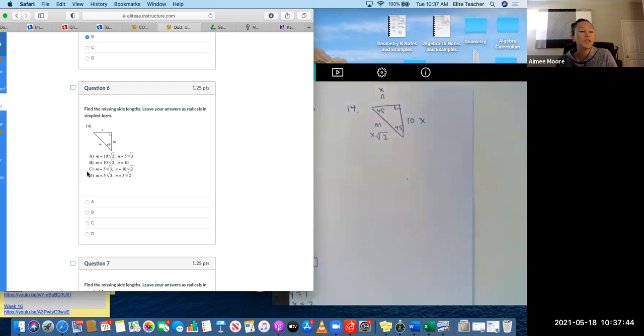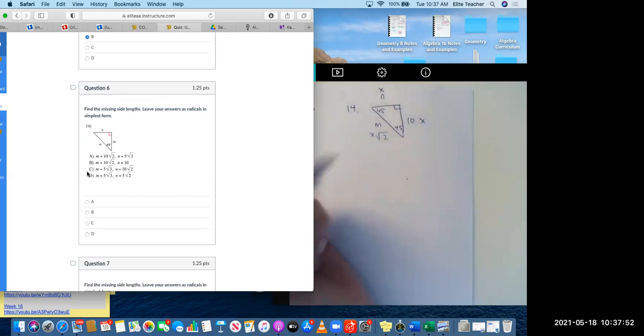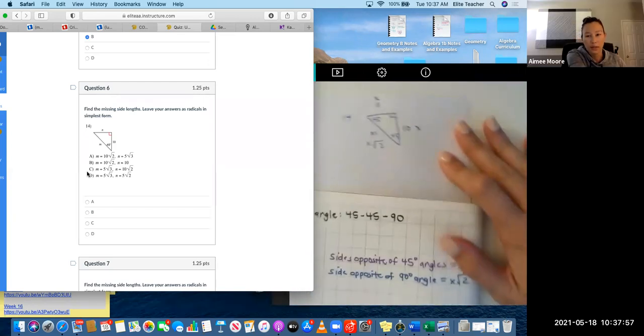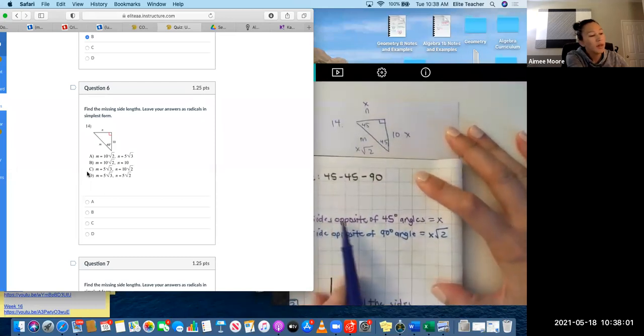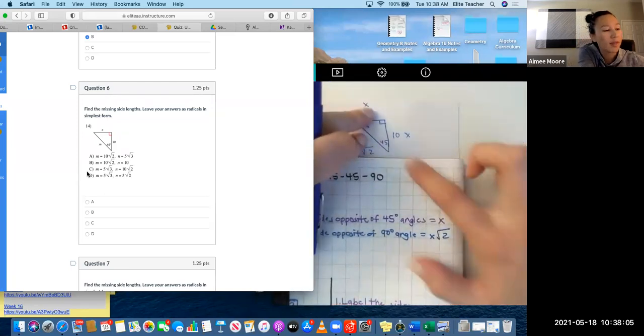Okay, Jade, are you okay? Do you see how we're labeling the sides to start out with? Yeah, but it's a little confusing. Okay. So let's see if I can. We're literally just labeling, to begin with. We're kind of just ignoring the information that they gave us.